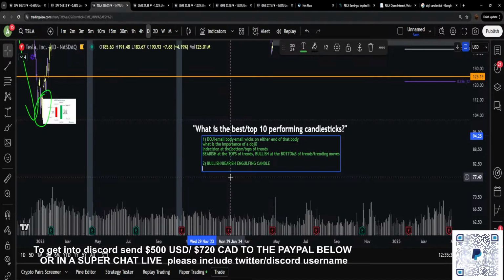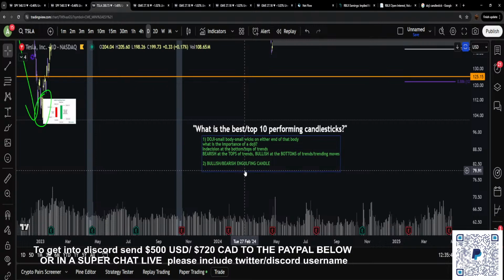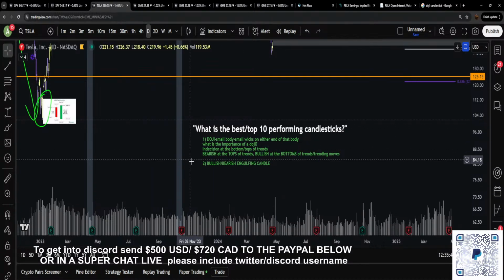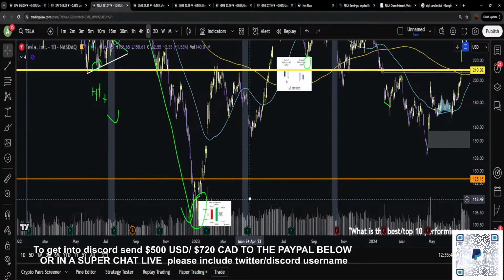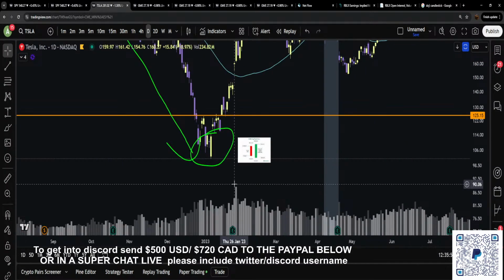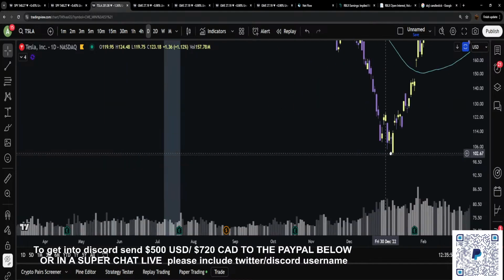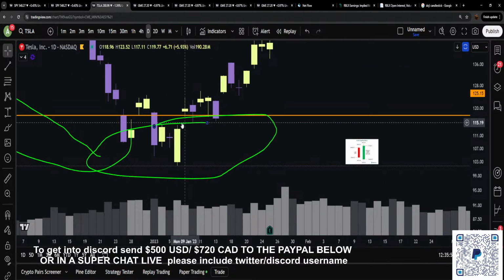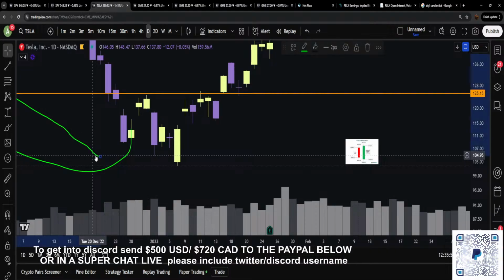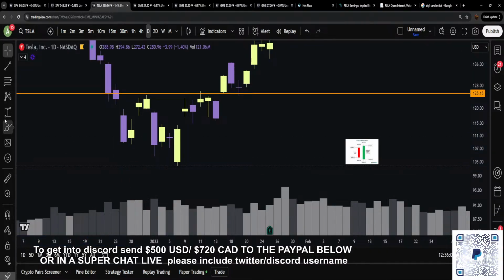All right. So what is a bullish or bearish engulfing candlestick formation? Well, I pulled out a couple of examples here for you. Now, this first one that we're seeing on Tesla. Okay. So I'm going to zoom in here so you guys can see it all proper. All right. So this first one that we have on Tesla right here.